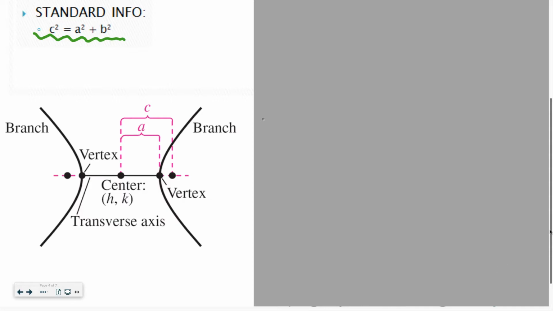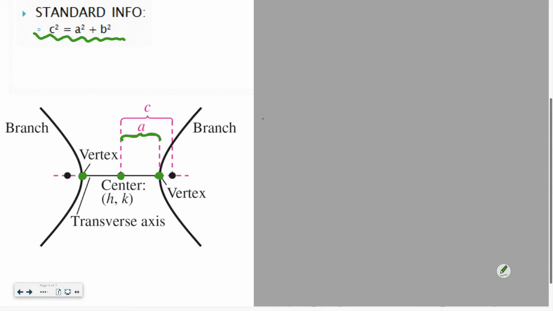A is still going to tell us where our vertices are. So notice how I have, I'll color it, here is a center. And notice how I have labeled that these vertices are going to be A units away. So much like yesterday, we're going to plot our center. We're going to move out A for our vertices and then write them down.